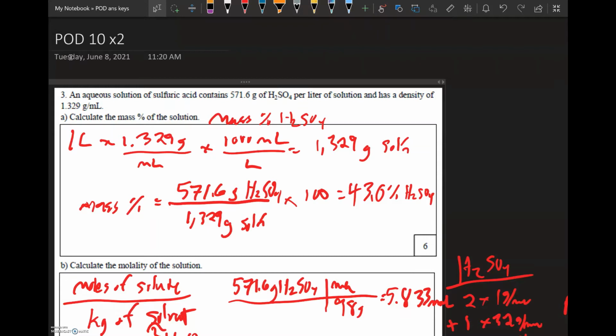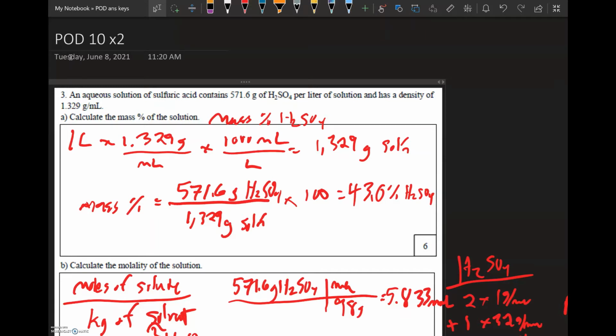So in part A, it says calculate the mass percent of the solution. And so what we're going to be doing, we're going to be looking at the mass percent of this sulfuric acid here. The nice thing is they give you the mass of H2SO4. But what we need to do is figure out what the mass of the total solution would be. So what we'll do is use the fact that we have a liter of solution. We know the density is 1.329 grams per milliliter. Now the units need to work out, so we'll convert our milliliters into liters for the density.